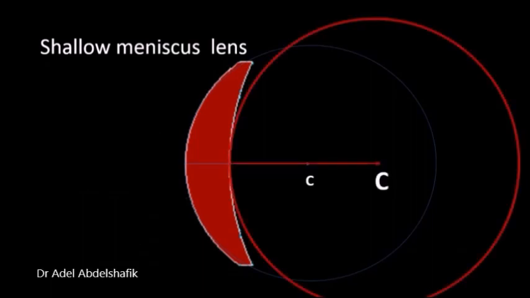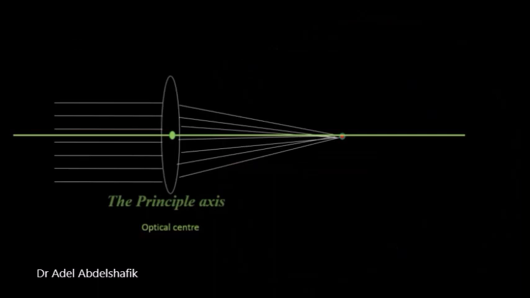This is an example of shallow meniscus lens. This is the center of curvature of the anterior surface, and this is the center of curvature of the posterior surface. Parallel rays falling perpendicular upon a convex lens are rendered convergent. There is one small element in the center of the lens that acts like a parallel plate.